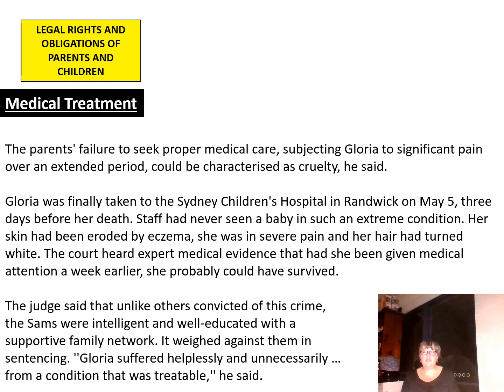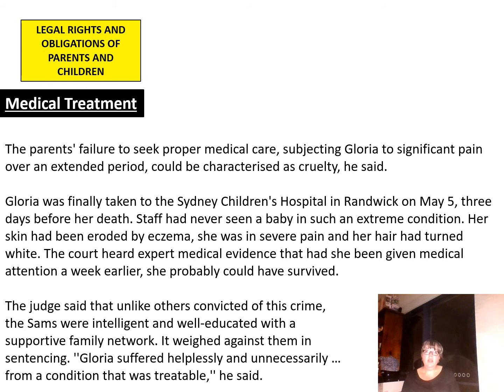Gloria was finally taken to the Sydney Children's Hospital in Randwick on May 5th, 3 days before her death. Staff had never seen a baby in such an extreme condition. Her skin had been eroded by eczema. She was in severe pain and her hair had turned white. The court heard expert medical evidence that had she been given medical attention a week earlier, she probably could have survived.